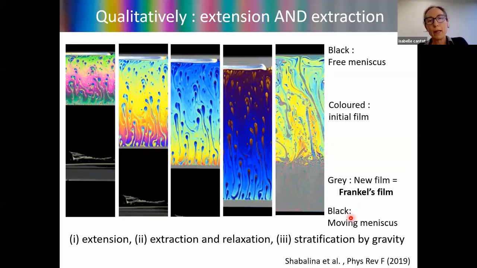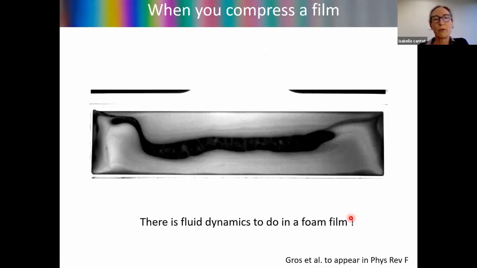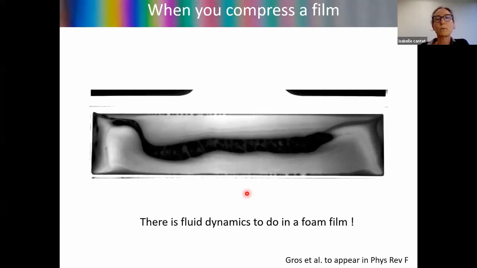So this is what happened with the simple experiment of stretching a film. Now let's see what happens when you compress a film. So here, your initial stage is the one you had at the end of the previous transformation, but this time you are in a horizontal film. So here you have two thick films that have been extracted from the menisci, and now you push again on your film. So let's see what happens.